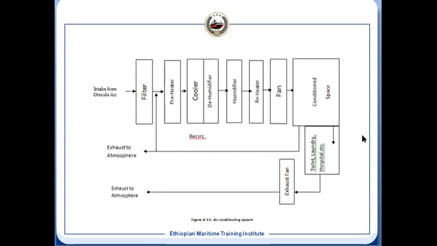When you adjust, suppose you keep recirculation 40% and fresh air 40%, it means it becomes 80%. So if you keep recirculation at 40%, fresh air is 60%. If you keep fresh air at 40%, recirculation is 60%.